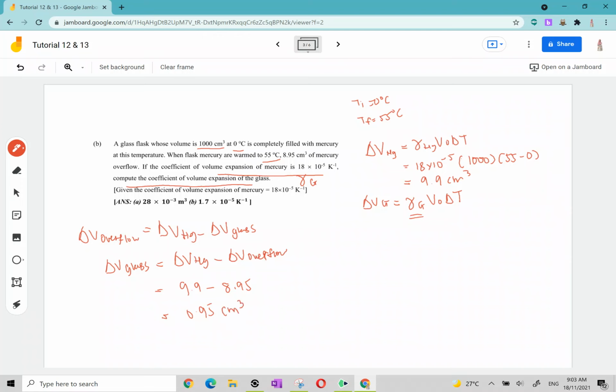Okay, inilah nilai yang kita perlu masukkan di sini, iaitu 0.95. So to get the coefficient of the volume expansion of the glass, okay, kita masukkanlah semua value. 55 minus 0. So you will get the coefficient of the volume expansion of the glass. Okay, so dapatlah jawapan. So itu saja untuk tutorial 12.